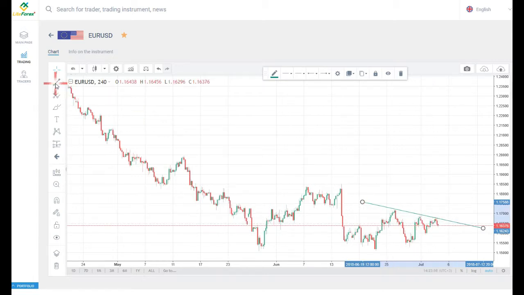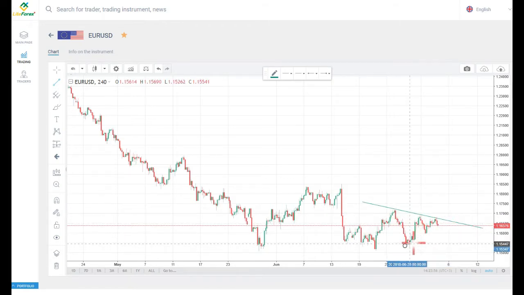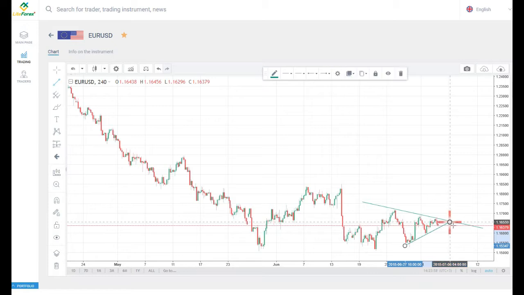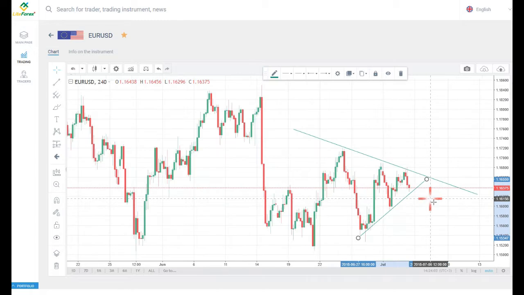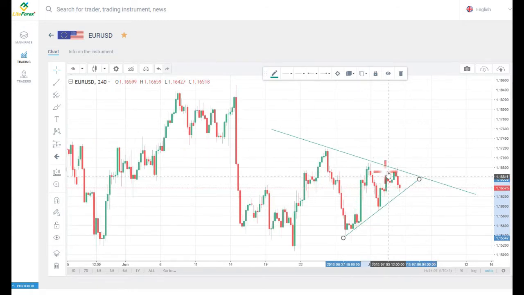Now what else do you see here? You also see higher lows, so you see higher lows as well as lower highs, right? So what we're waiting for is a breakout in either direction. I'm going to zoom in so you can see this. Again, look how price is getting tighter and tighter in between these two lines.